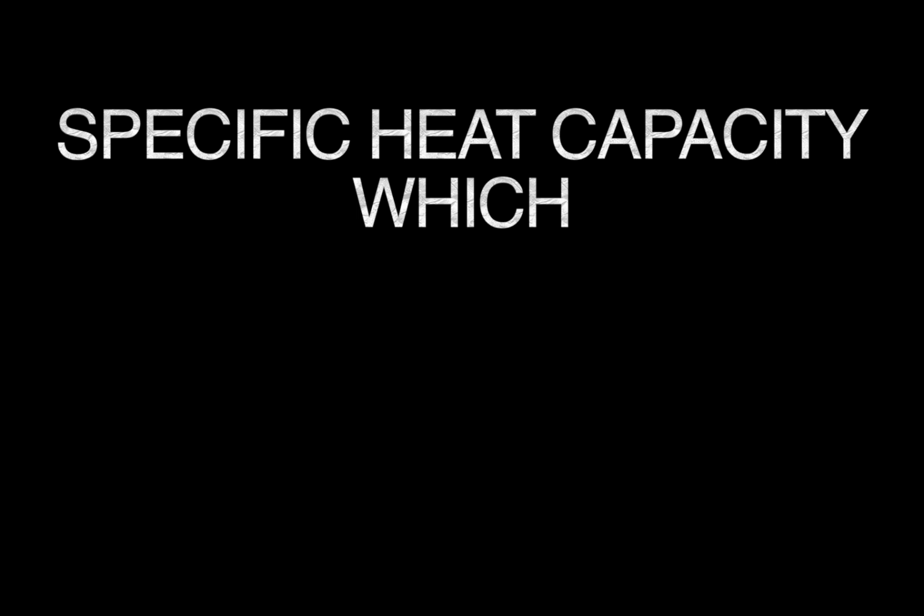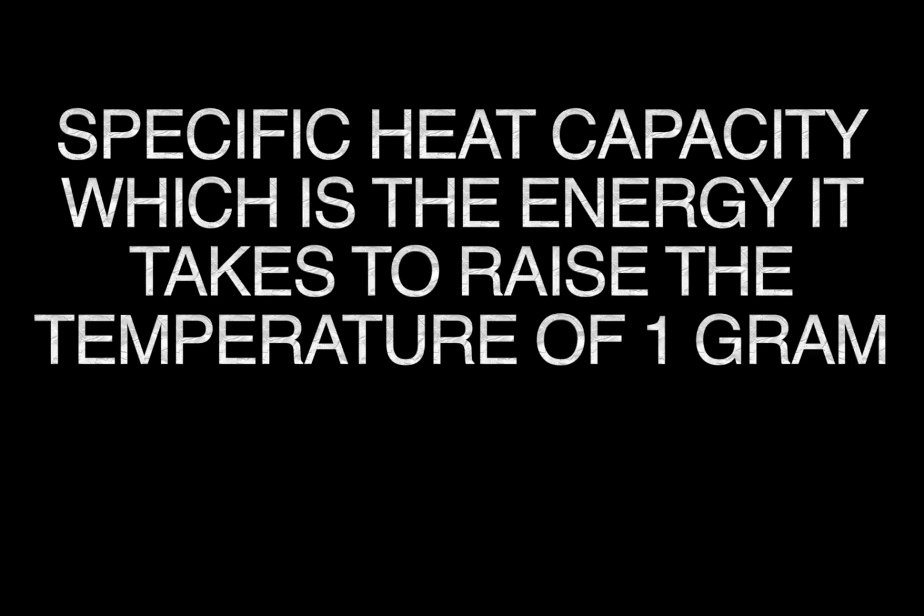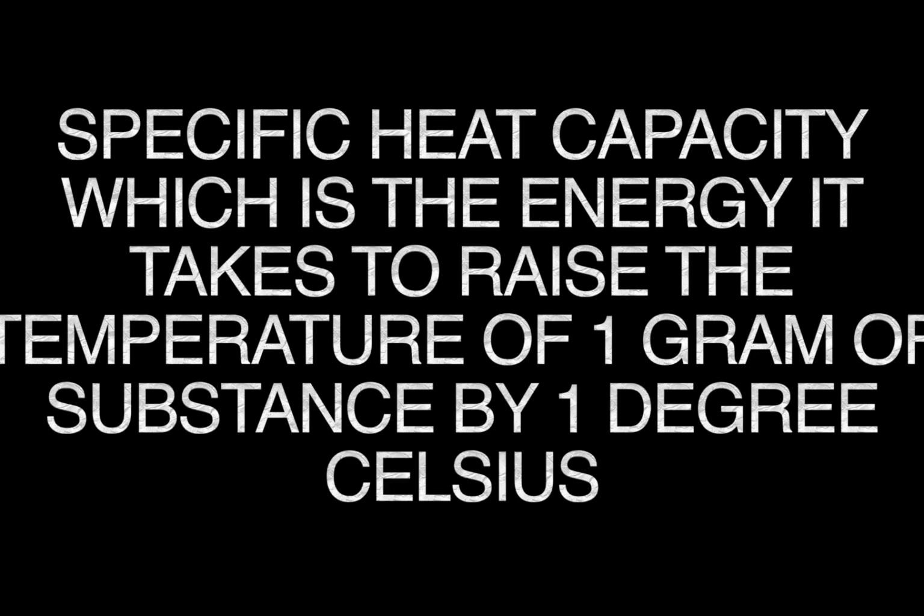Let's simplify, with Q being heat, C being specific heat capacity, which is the energy it takes to raise the temperature of 1 gram of substance by 1 degree Celsius. Essentially, each substance gets its own value and you just need to add it to the equation. M just means mass, and lastly, delta T is change in temperature in Celsius.